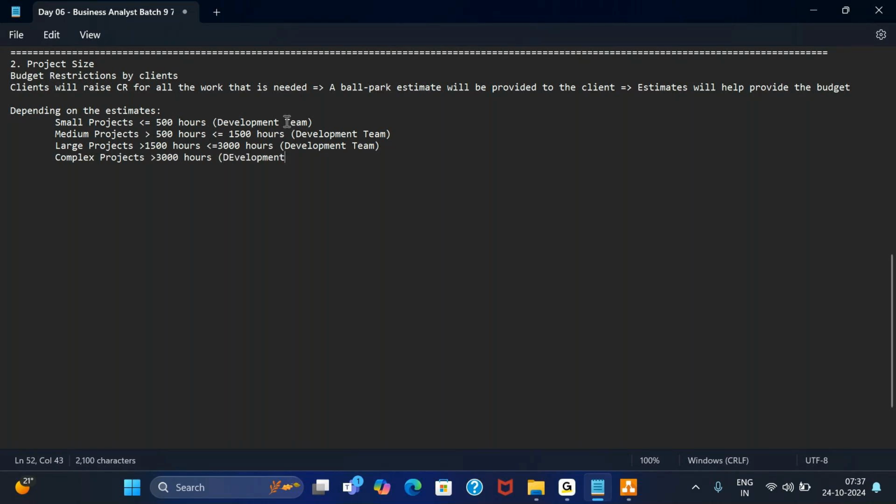The development team will include developers, QA, testers, and your project manager or scrum masters as well. Now, how does knowing the estimate, and accordingly the project size, help me plan my work? Generally, 500 hours worth of effort indicates to me it's a small change.